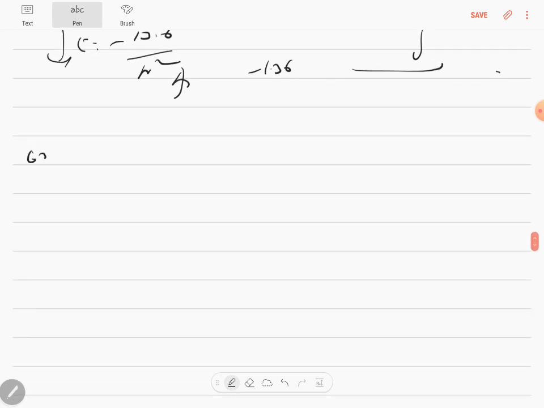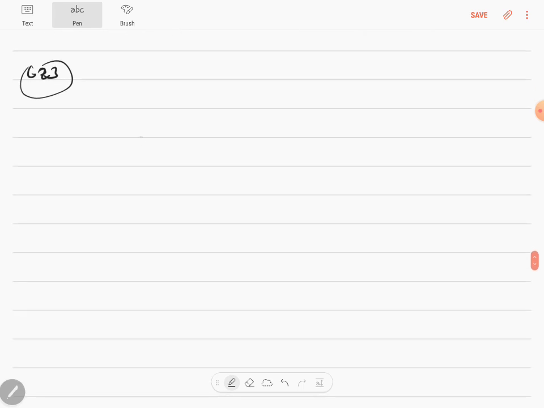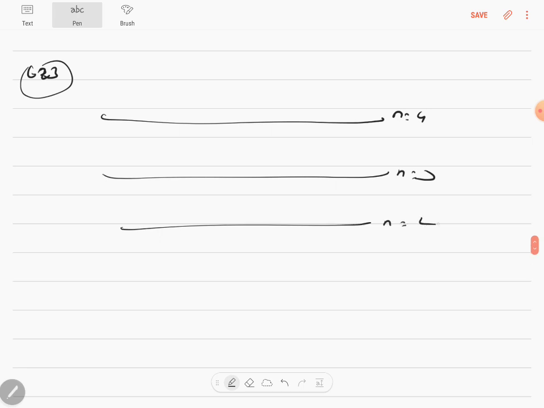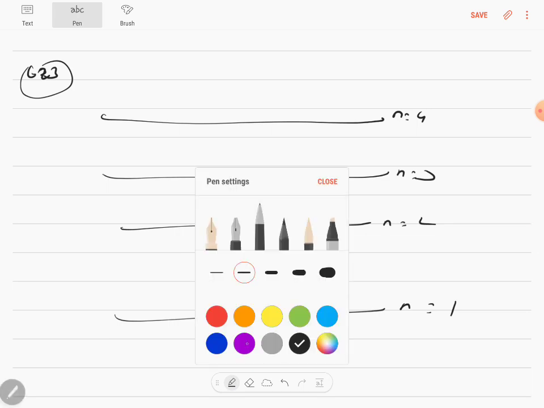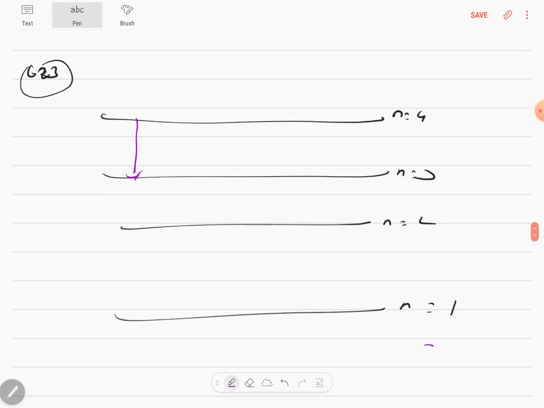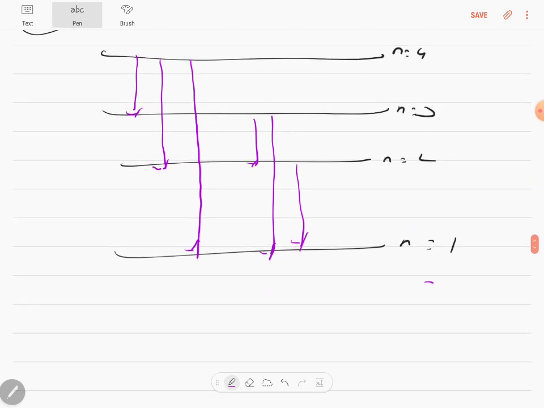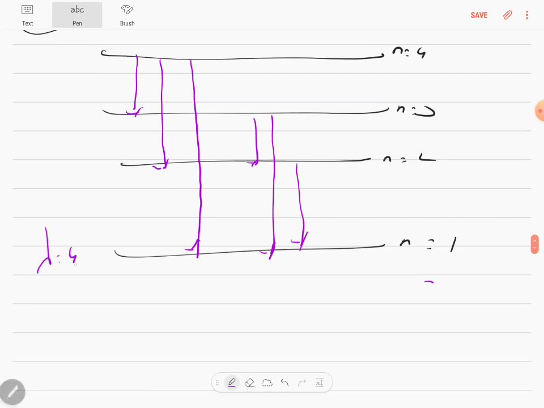Example 23. They have already given this drawing, which has n is equal to 4, n is equal to 3, n is equal to 2, and n is equal to 1. N cannot be minus 1. They have given this diagram with lines like this, three lines are there, and some diagram like this has been given. So find out the transition which results in an emission of a photon of wavelength 496 nanometer.